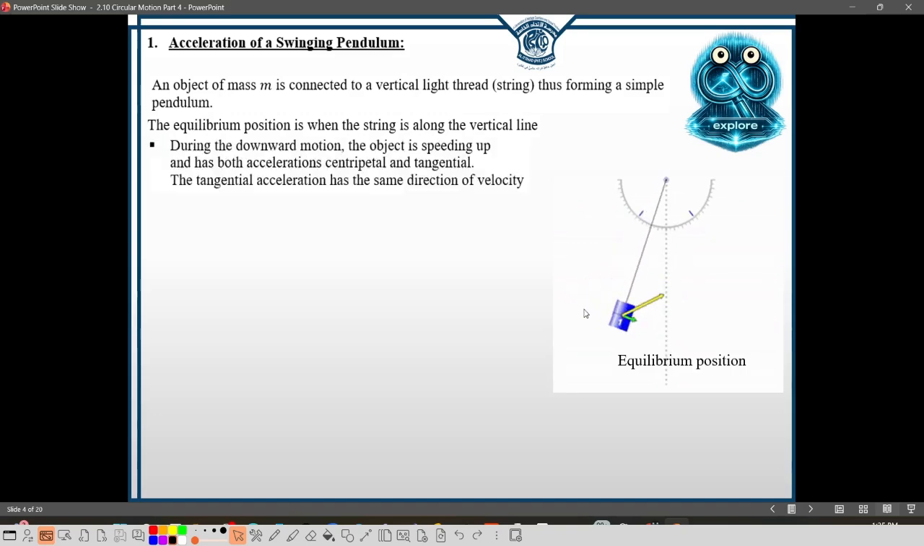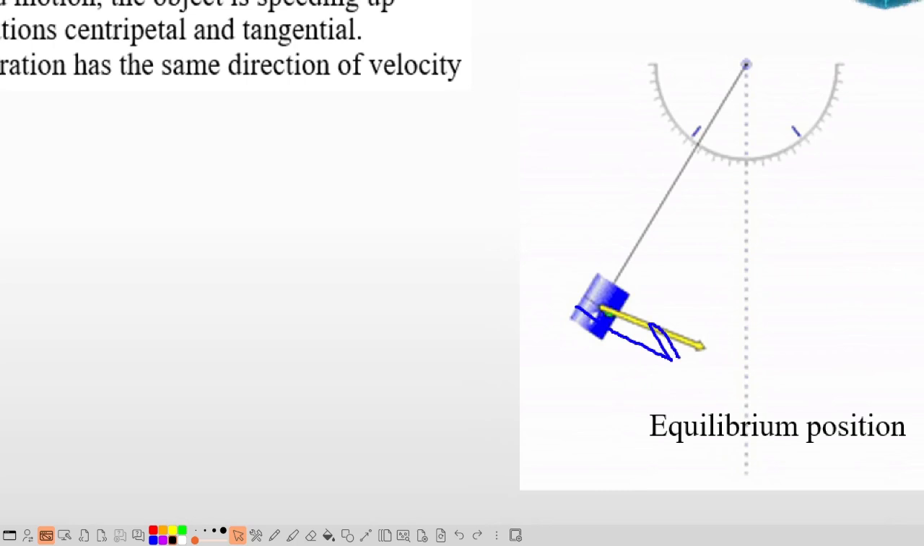During the downward motion, the object is speeding up and has both accelerations, centripetal and tangential. The tangential acceleration has the same direction as the velocity, and this is applicable for the downward motion. So, for example, here, when the object is moving down, there will be two types of acceleration, the centripetal acceleration AC and the tangential acceleration AT, and the tangential acceleration is in the same direction as the motion, or the direction of the velocity.